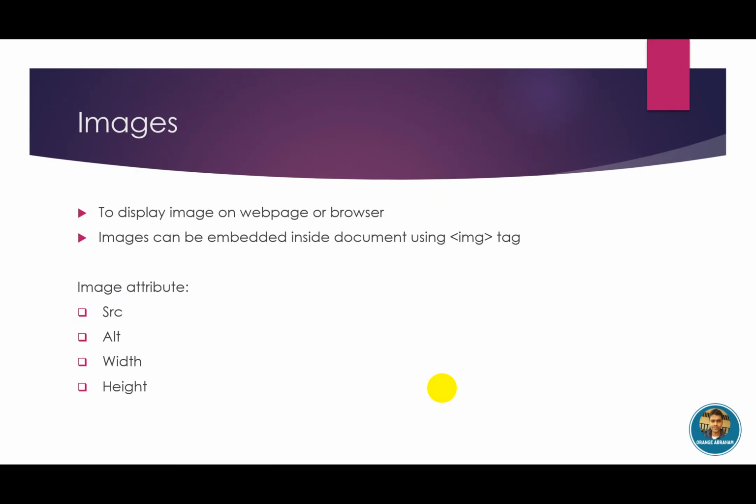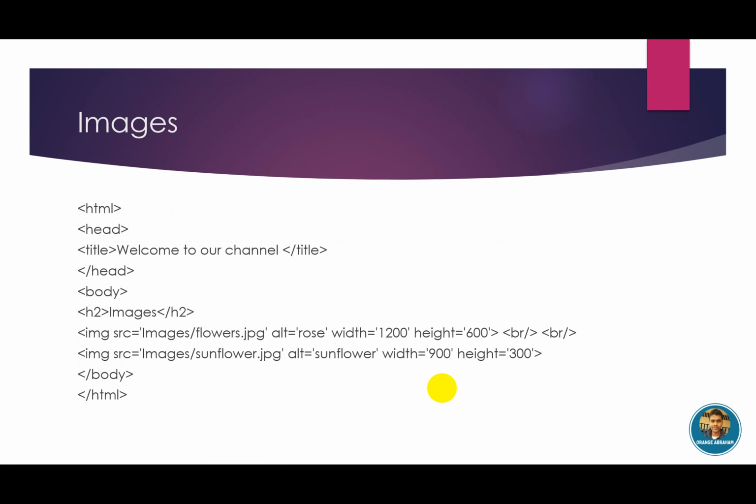We have image attributes like source, alt, width, and height. Source indicates the source file; it specifies the file name of an image. Alt is an alternative text of an image. If the image is not loaded in a web page, this text is helpful, and it is also helpful for search engine optimization. With width and height, we can define the size of an image. I'll just show you the demo.